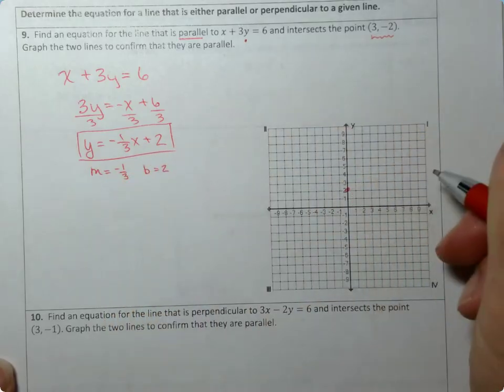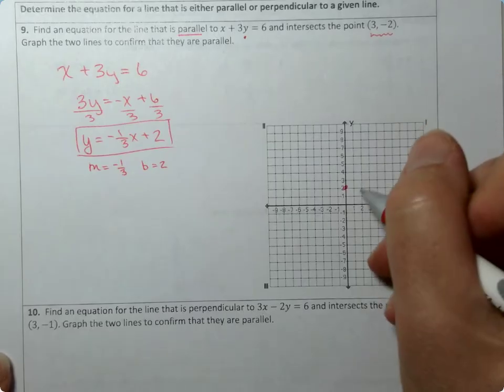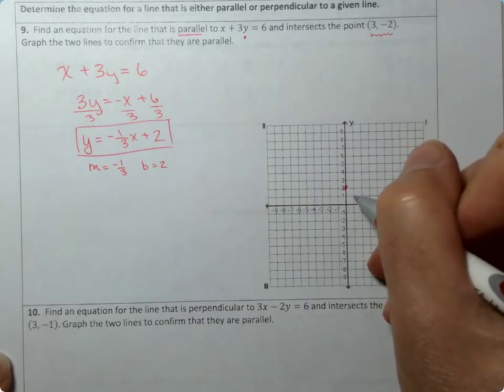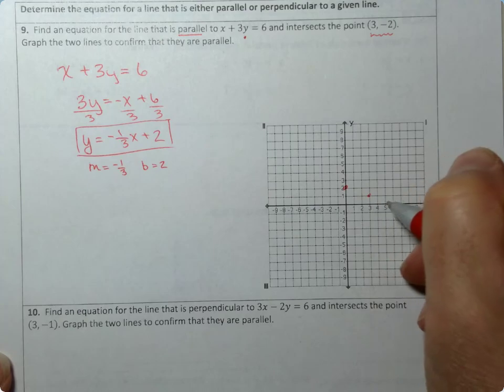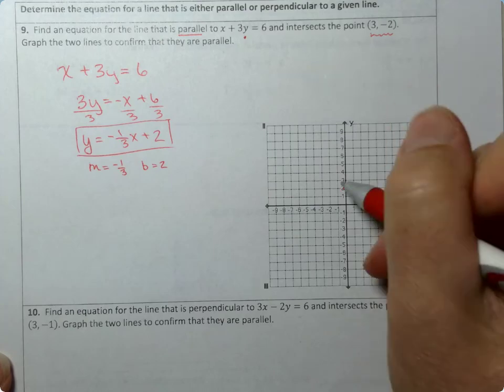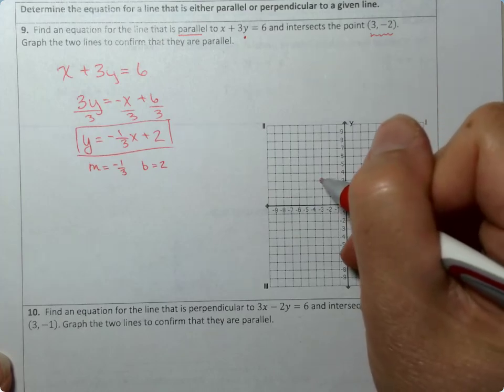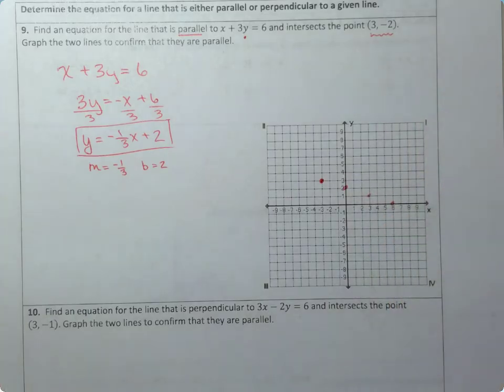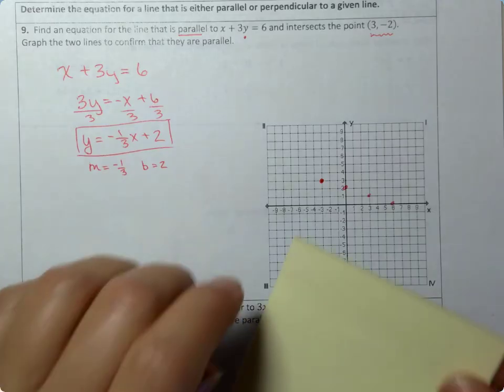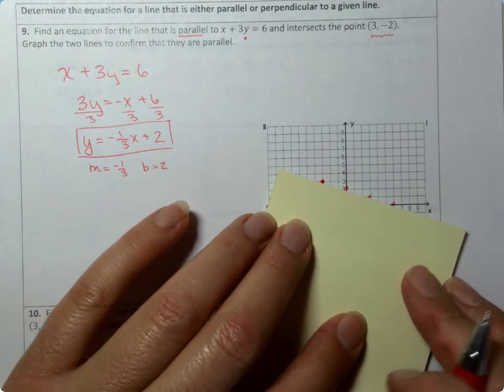Put your point on the y-axis at 2. I'm going to go down 1 and then right 3 because I have a negative slope. Down 1 and right 3. I could go up and then left 3. And then sketch in your line. Now that I have that done, I want to find a line parallel to this.